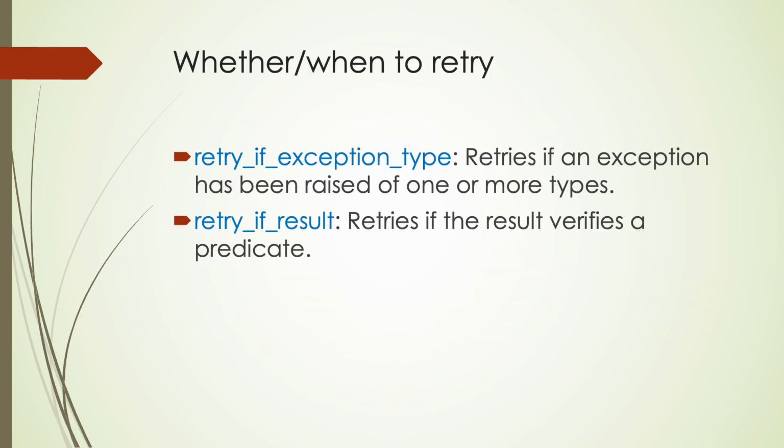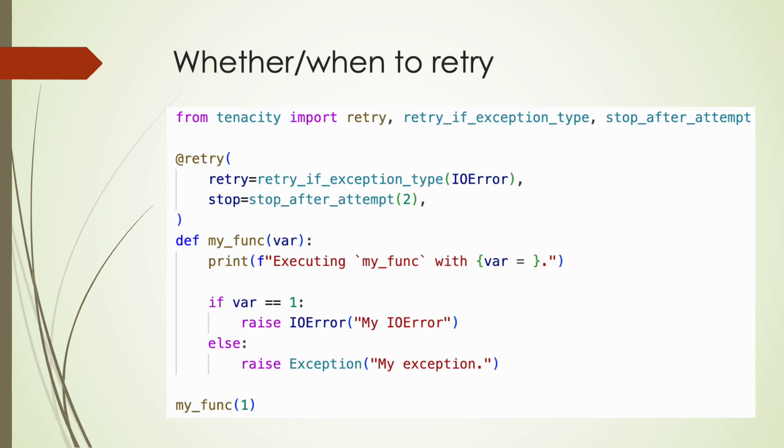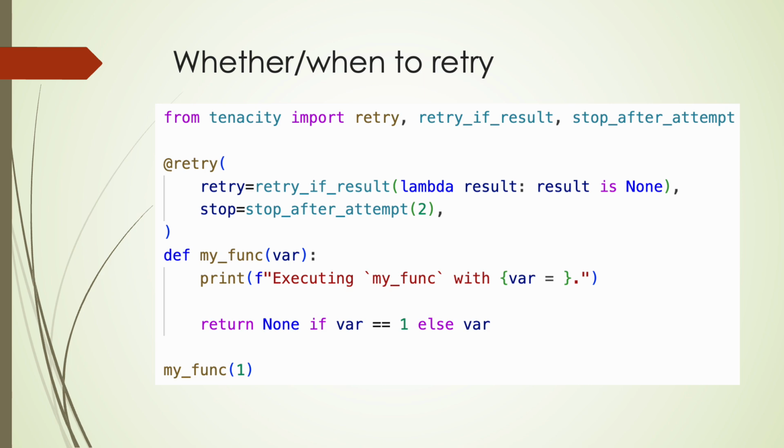Next, let's check the mechanism to control whether or when to retry. The retry_if_exception_type mechanism retries if an exception has been raised of one or more types, and the retry_if_result mechanism retries if the result verifies a predicate. Let's demonstrate it with simple examples. In this first example, the function will only be retried when an IO error is raised. And in the second example, the function will only be retried when the result is None. This is very useful in practice when the requests fail to get results from a remote server due to connection issues, which can often be solved by retrying again sometime later.